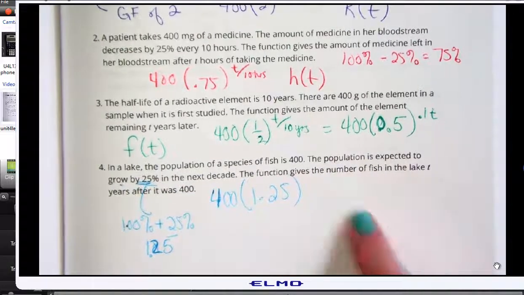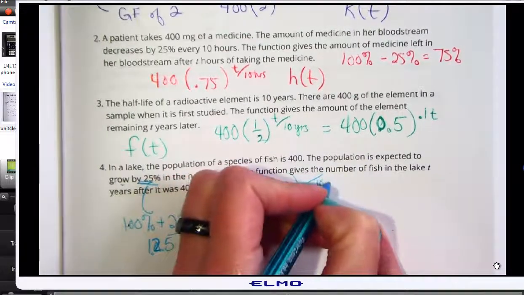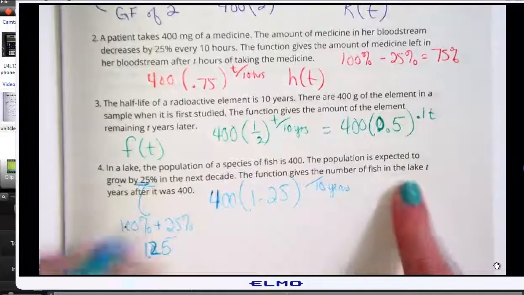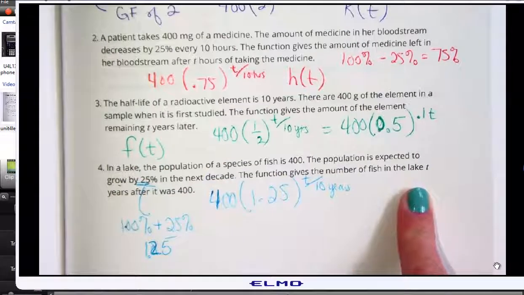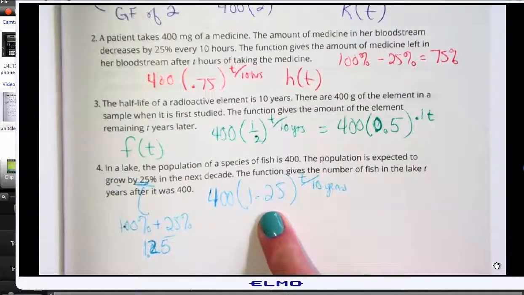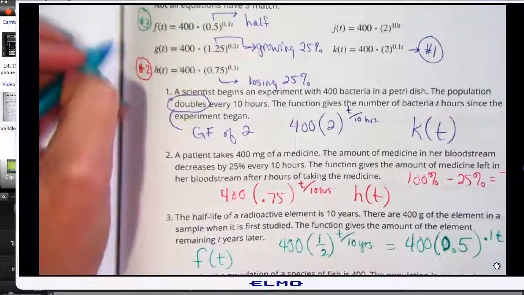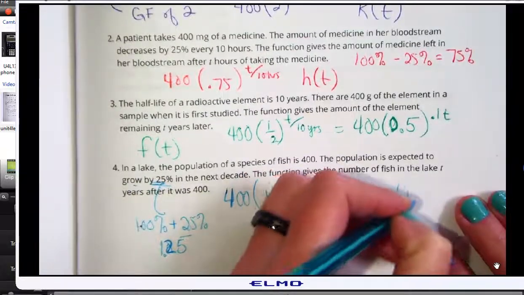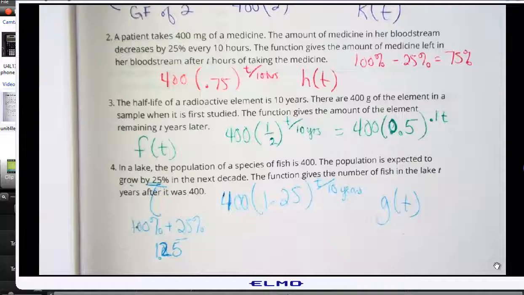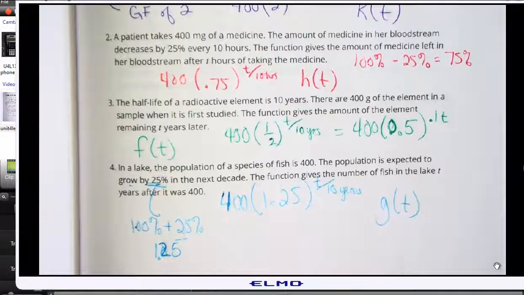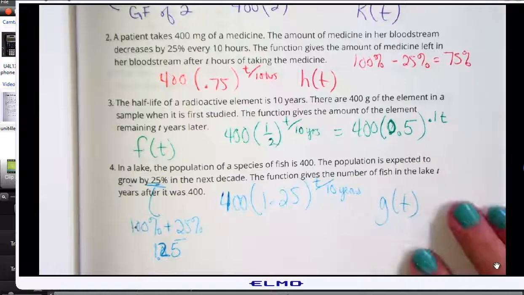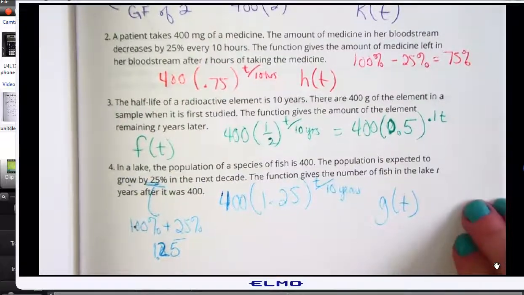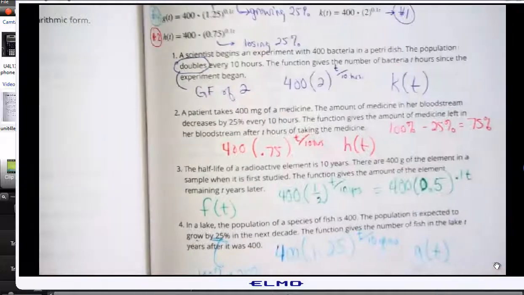It grows that much in a decade, so my exponent is going to be every 10 years. We want to know every t years. So we have our 400 times 1.25 raised to the t over 10, and that is matching up with our function g. So being able to take some problems in words and turn them into equations so we can apply them. So again, a nice little review here from lessons 1 through 8, but let's see where lesson 12 is taking us as we continue onward.